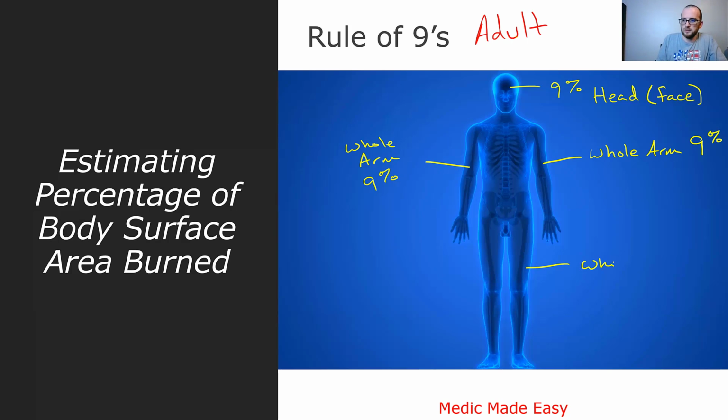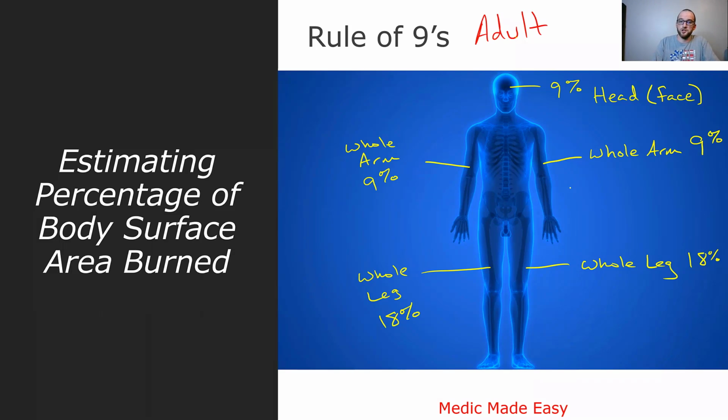Each whole leg is 18%. Whole leg, 18%. Same thing as the arms, the entire whole leg. The entire front of the leg, the entire back of the leg, the upper leg, the lower leg, all of it is 18% for the one leg, 18% for the other leg. Cool.